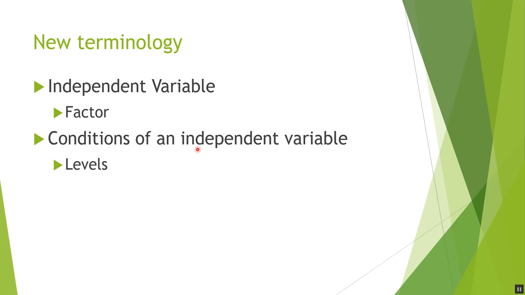And then in an experiment with one independent variable, that independent variable will have different conditions, a control condition or an experimental condition, normal cartoon condition versus the violent cartoon condition. We're not going to call those conditions anymore, we're going to call them levels. And so whenever you hear levels, recognize that we're talking about different conditions of an independent variable. But now we're going to be calling them levels.